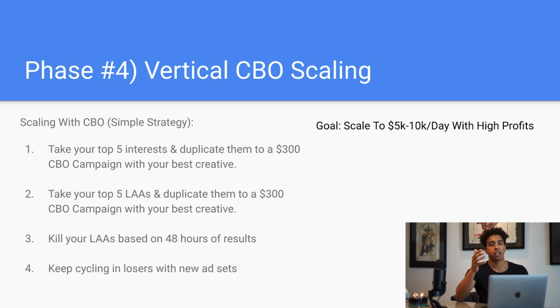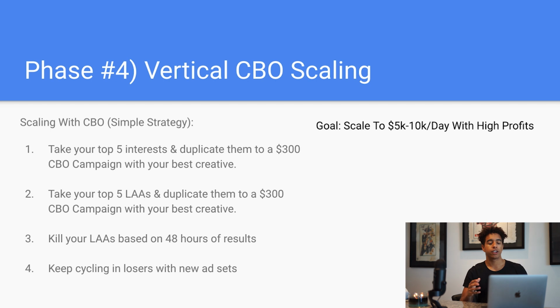Now, the maximum level of scaling is gonna come from phase 4, and I'm gonna try to make this as simple as possible. So first things first, you wanna take your top 5 interests from your interest testing campaign and duplicate them into a $300 CBO campaign. And you want to do this with your best creative, the one that you found from the start. And you want to do the same thing, but with the lookalike audiences. So now you have an interest scaling campaign and a lookalike audience scaling campaign.